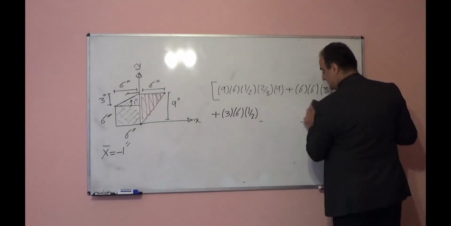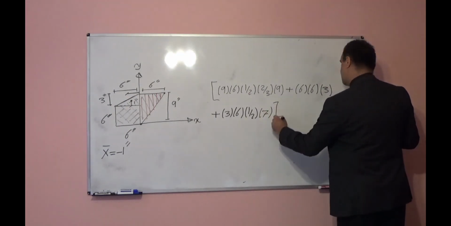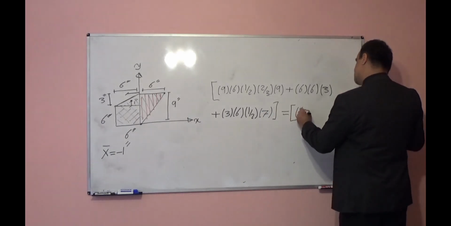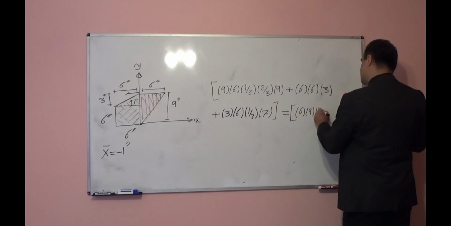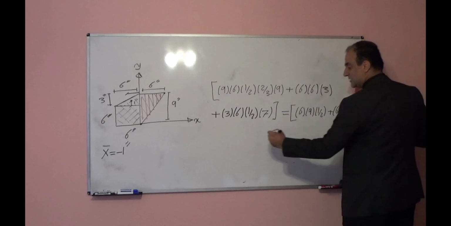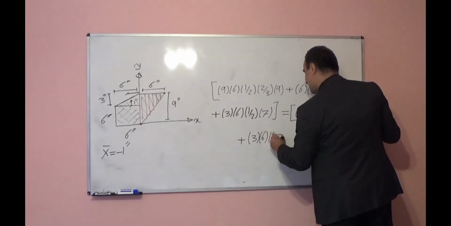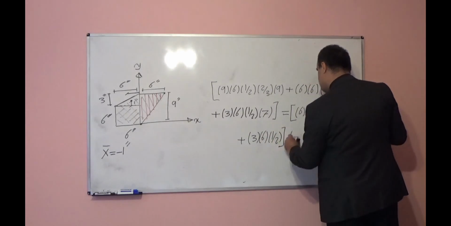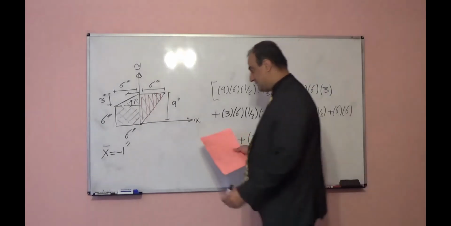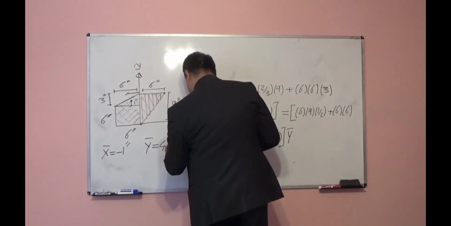So instead of this, I can multiply by 7, which is equal to the total area, meaning 6 times 9 times half plus 6 times 6 plus 3 times 6 times half, times y bar. From here I can find y bar is equal to 4.62 inch.